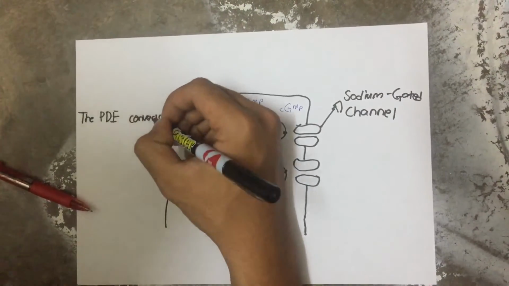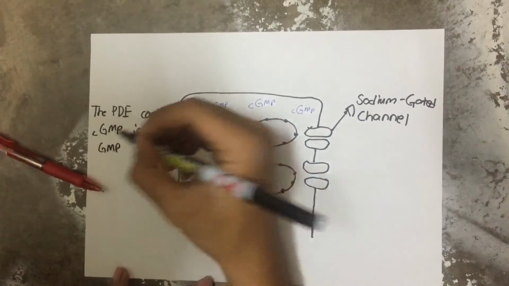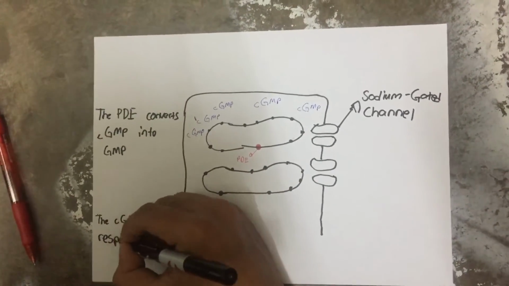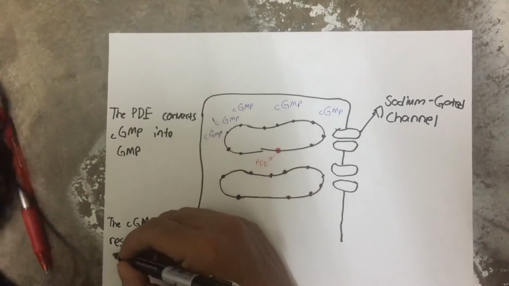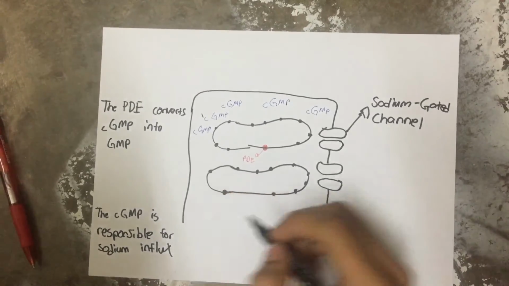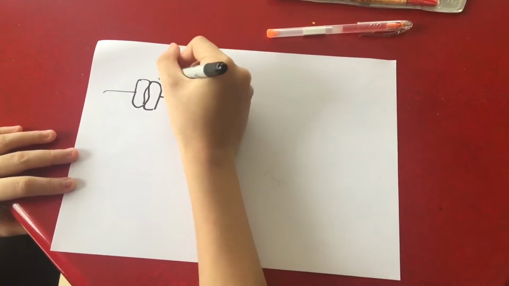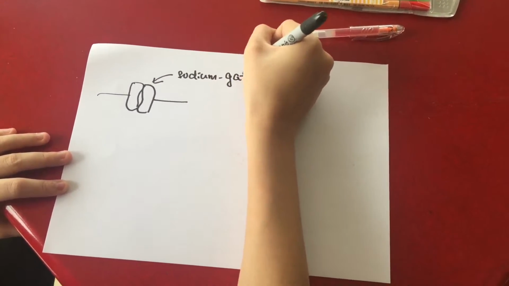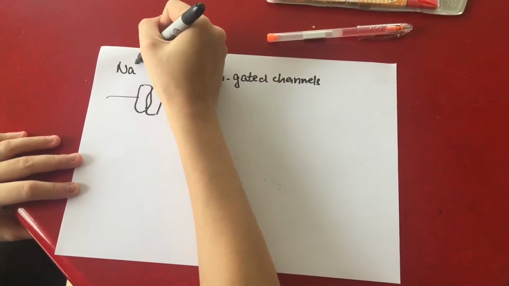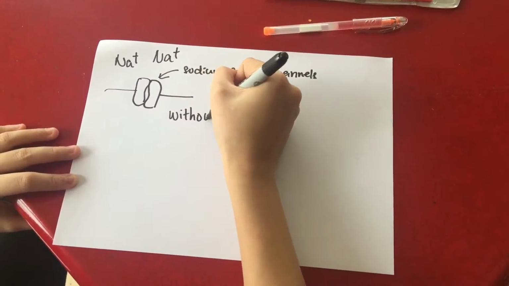The PDE converts the cGMP into GMP. The cGMP is responsible for the influx of sodium ions. Once the PDE has converted the cGMP into GMP, the concentration of cGMP is lower.